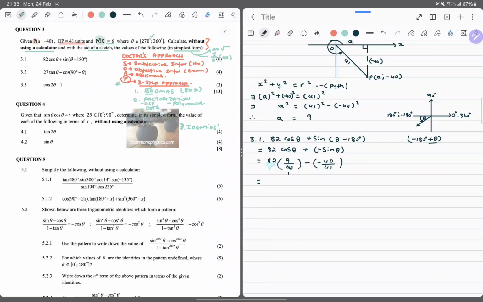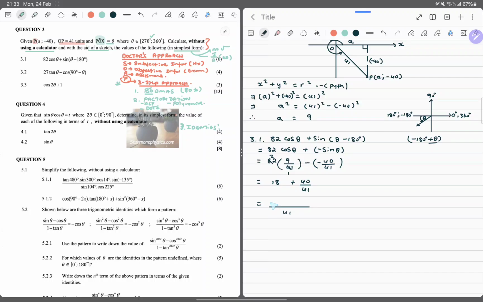So we know 41 goes once, goes twice to 82. And we will have here 18 plus 40 over 41. Okay, this is a proper fraction, but it's not good. We need the common denominator, which is 41. Now 41 times 18 is what is it?